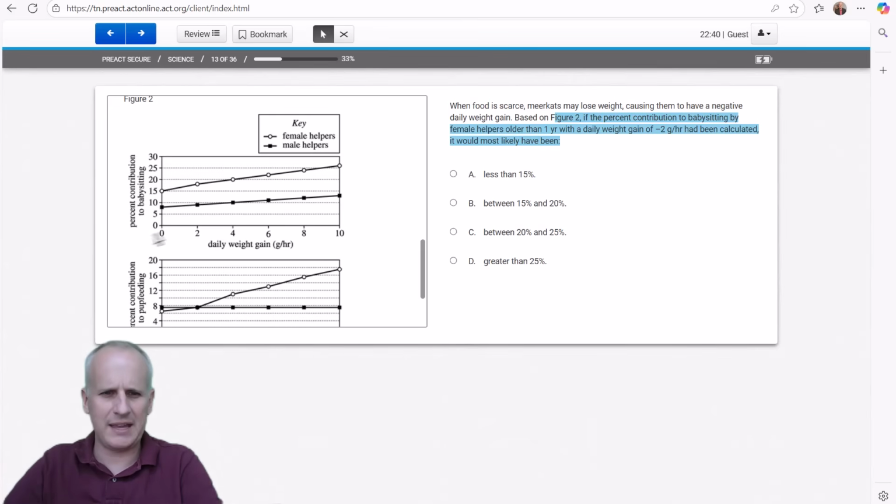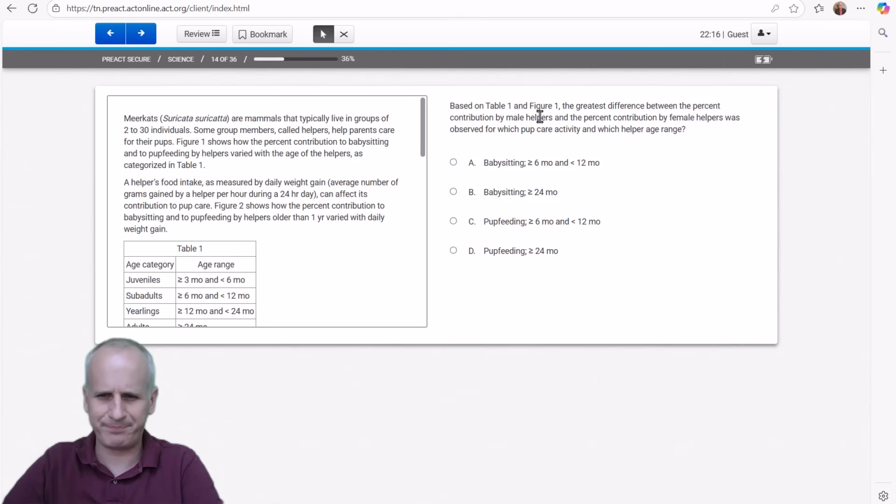So we know the weight gain was 0, 2, 4, 6, 8, 10. And we're looking at the female helpers, but we're saying if we went down, and that would be over here kind of to the left. Well, if we did that, the percent contribution, again, assuming that the line of best fit here is going to be consistent, would be below 15%. So that's going to match choice A, and we'll move on to the next question.